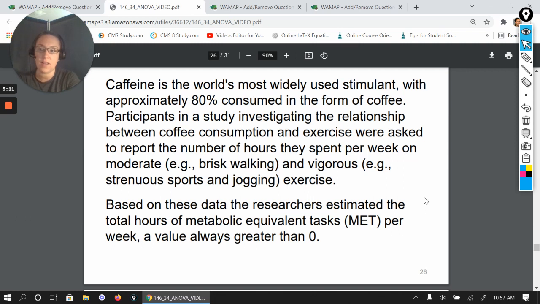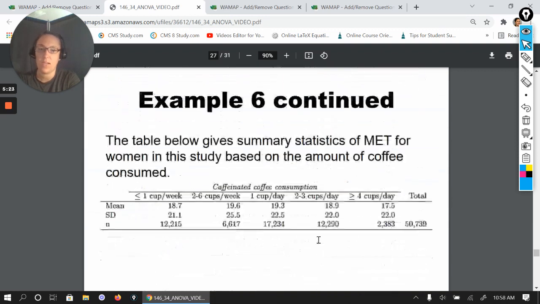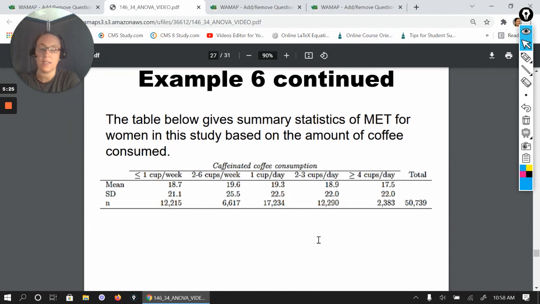Based on these data, the researchers estimated the total hours of metabolic equivalent tasks, or MET, per week, a value that's always greater than 0. So the table below gives summary statistics of MET for women in this study based on the amount of coffee consumed. So we can see that there are 5 groups. Each column is a group besides the total column.